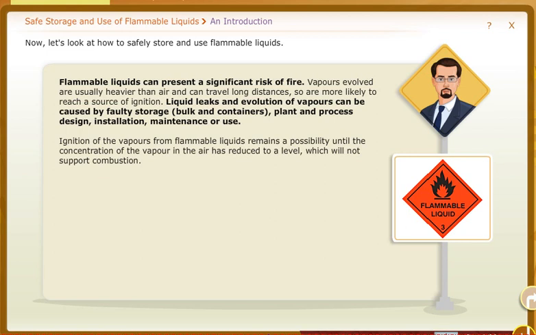Ignition of the vapors from flammable liquids remains a possibility until the concentration of the vapor in the air has reduced to a level which will not support combustion.